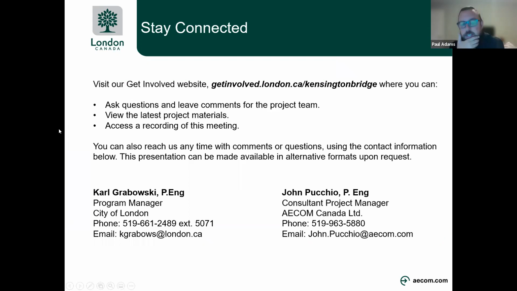The last slide here is just how to get involved with this project. You can visit the website, which is getinvolved.london.ca/Kensingtonbridge. You can leave comments there, ask questions, and also access a recording of this meeting. Also available are Carl Grabowski from the city and John Pucchio from AECOM, and their contact information is on the screen here as well. It's also on the project page, and you can contact them by email and ask any further questions you may have.